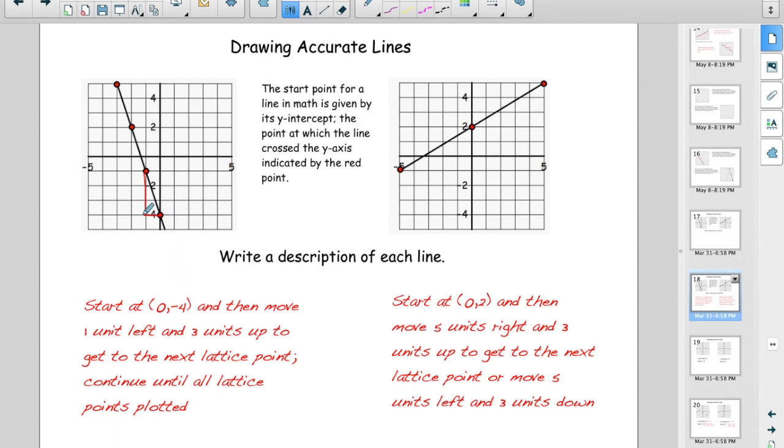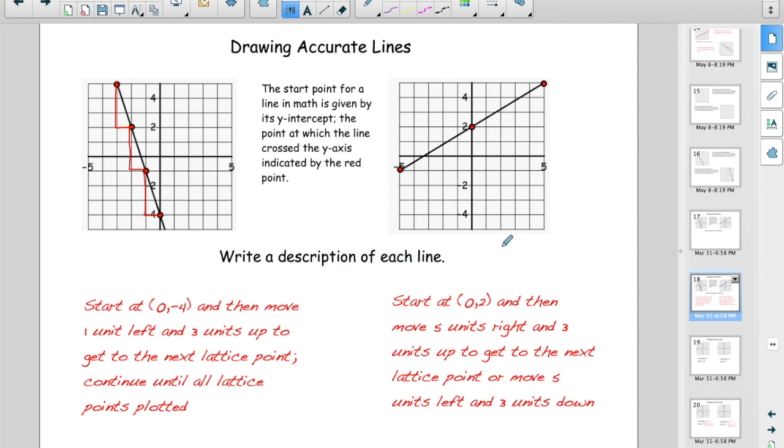Move 1 unit left, and then 3 units up to get to the next lattice point. Repeat that. 1 unit left, 1, 2, 3 units up. I'm at the next lattice point. 1 unit left, 1, 2, 3 units up, and I'm at the next lattice point. And then we repeat that until we go off the grid.